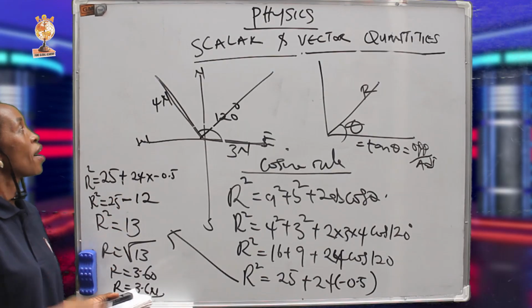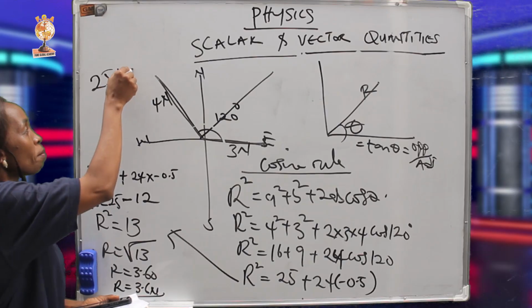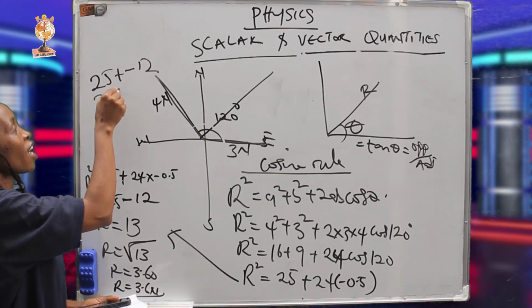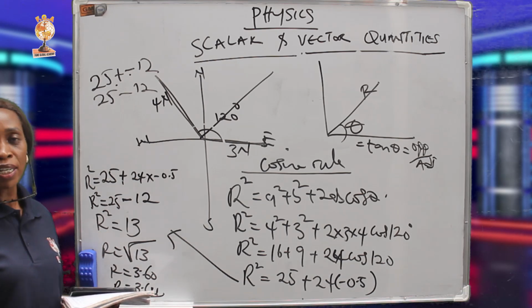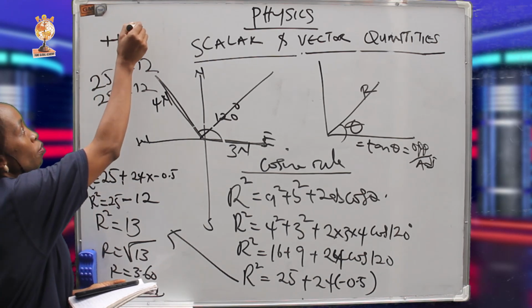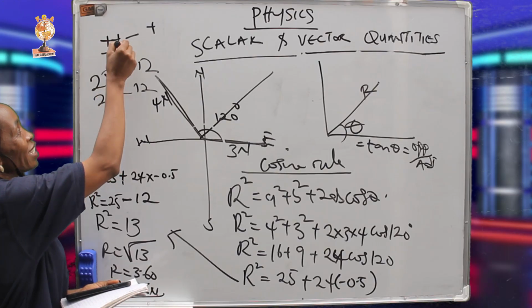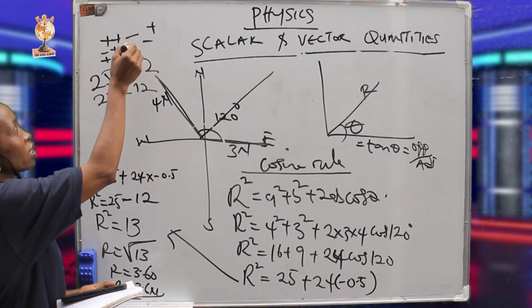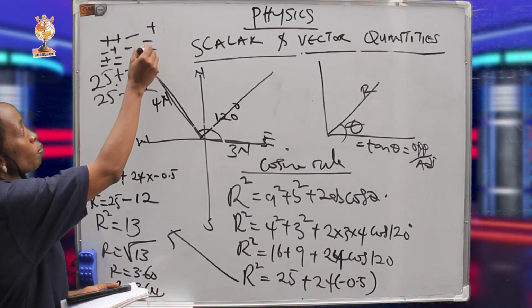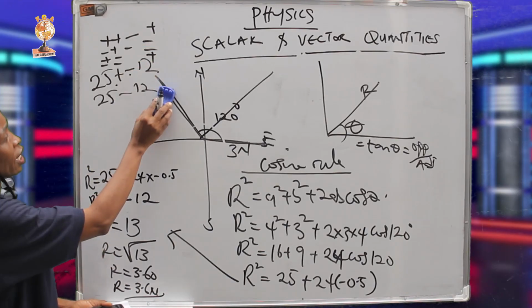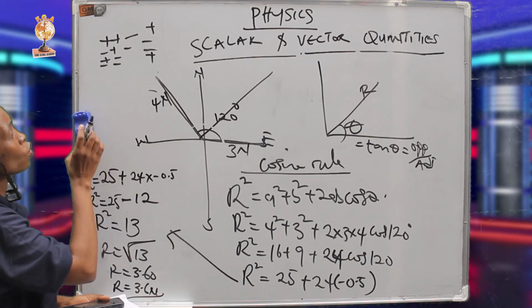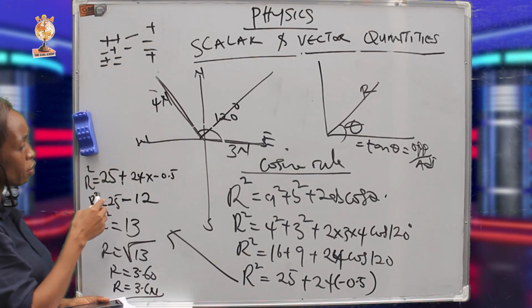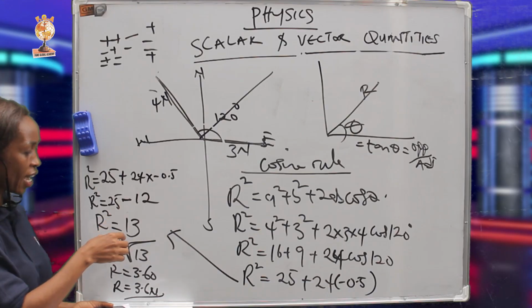So if I have 25 plus minus 12, it's the same as saying 25 minus 12, because plus minus is minus in mathematics. Plus plus is plus, minus plus is minus, plus minus is minus, minus minus is plus. These are some simple rules in mathematics. So since I have plus minus as a minus sign, 25 minus 12, I have 13.